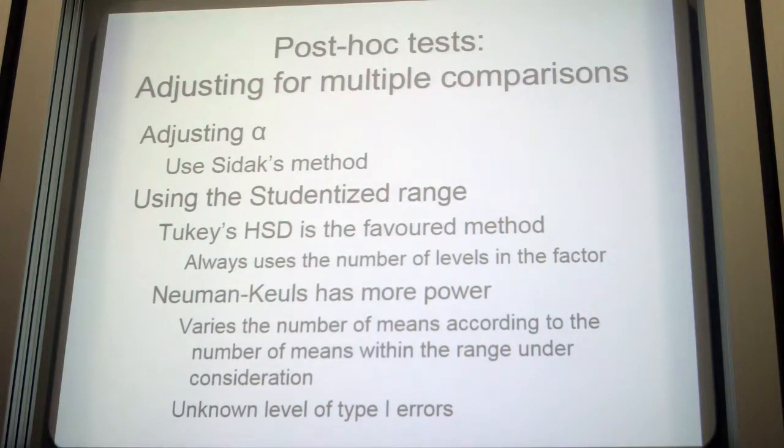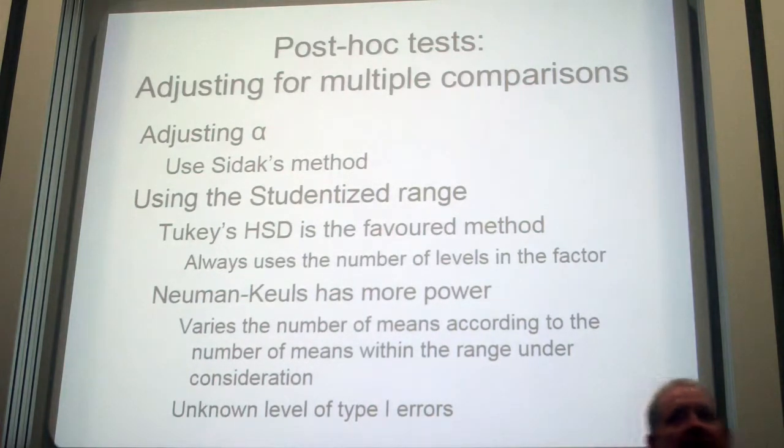Okay, so post-hoc tests. We're going to have to, in one way or another, adjust for multiple comparisons. If you're going to adjust the alpha level, use Sidak's method. Tukey's HSD is the favoured one for the studentized range. And it always uses the number of levels in the factor. It's because we know how it controls for the type 1 and type 2 errors.